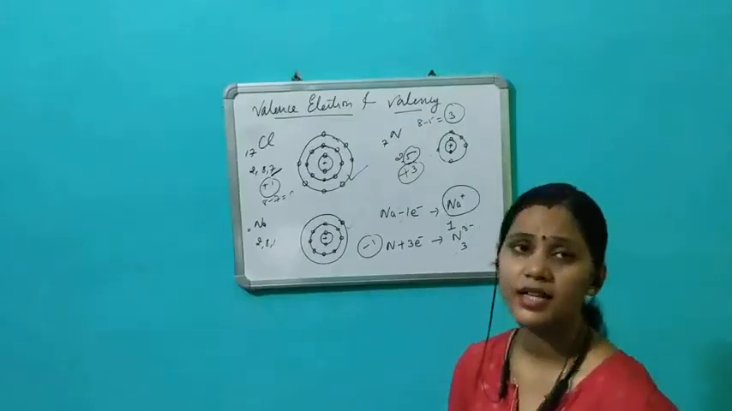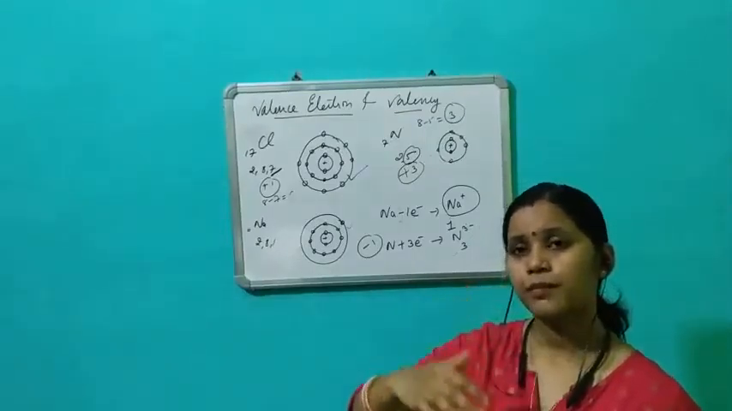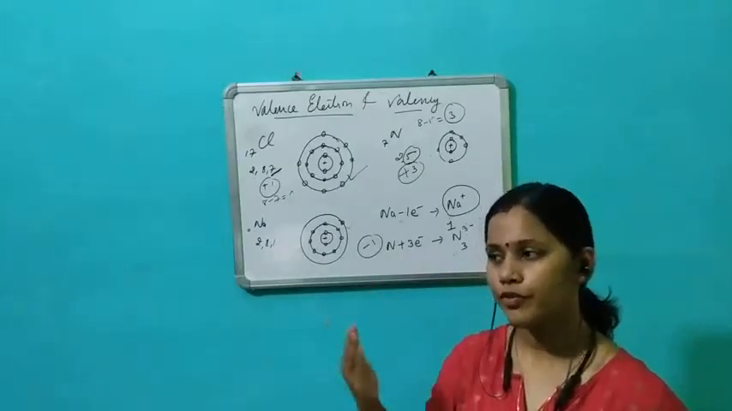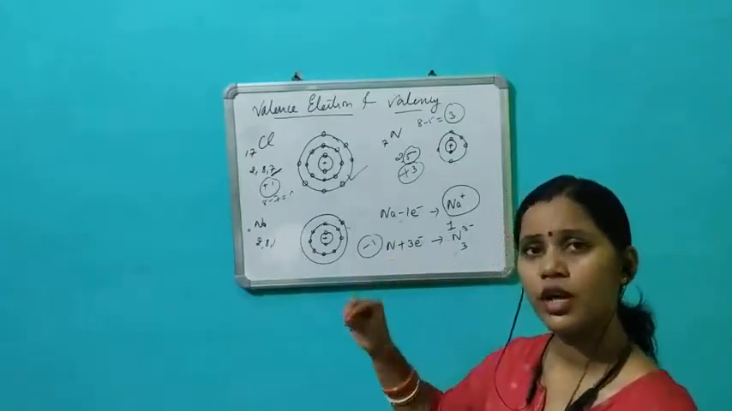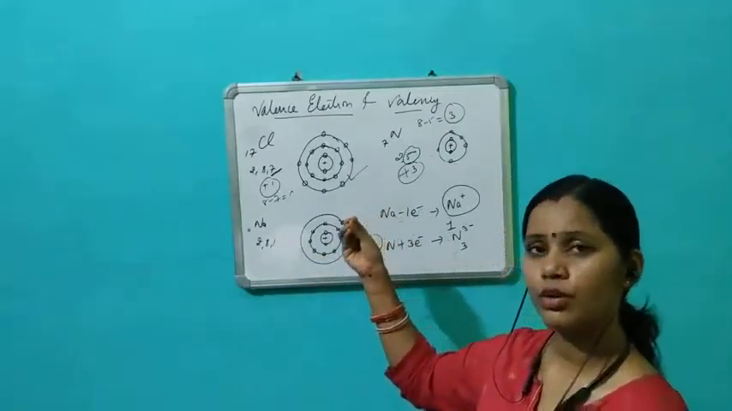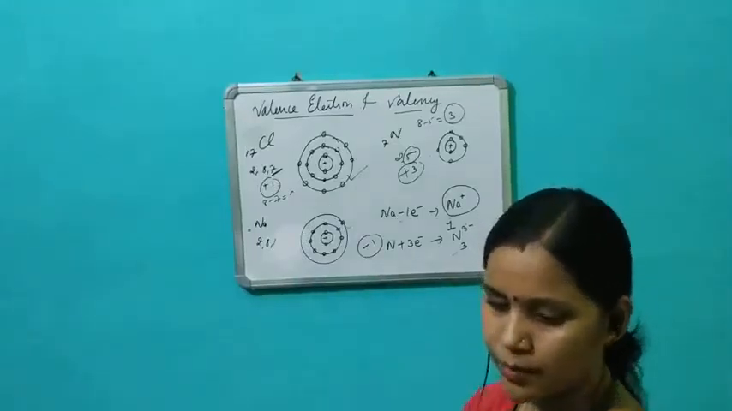We have already discussed atomicity. Now we will do some chemical formulas. Before that, we have discussed cations and anions, so we will do one revision first. I'll teach you, and then we can write the chemical formulas. So let us do that.